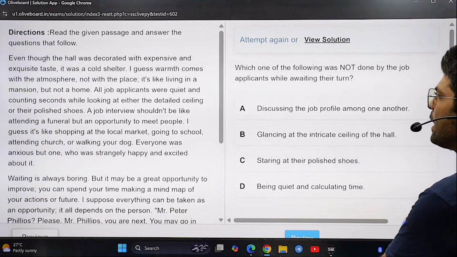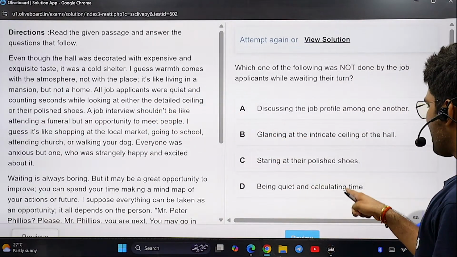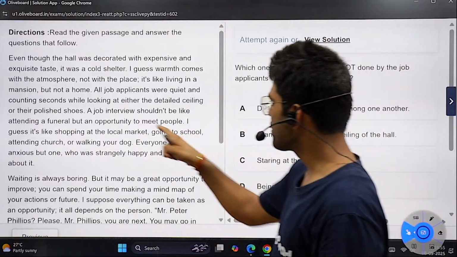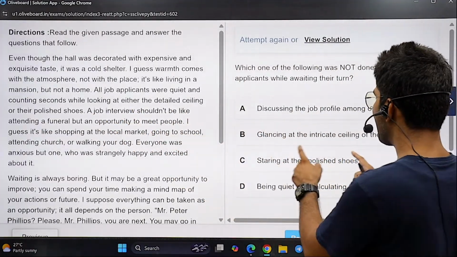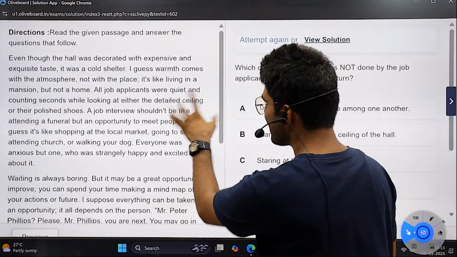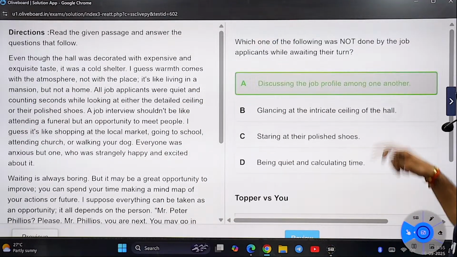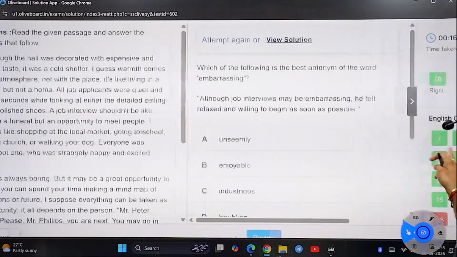They were quiet and counting seconds. Quiet and counting seconds. Calculating time. Okay. Staring at the polished shoes, looking at ceiling or polished shoes. Yes, that was also there. Glancing at the ceiling, looking at the ceiling. Yes, that was also there. Discussing the job profile. No, not stated in the passage. Couple more.